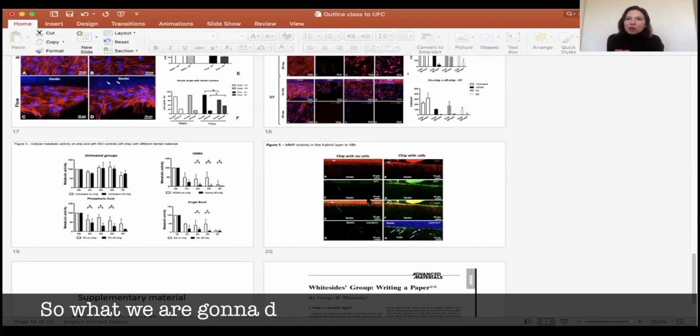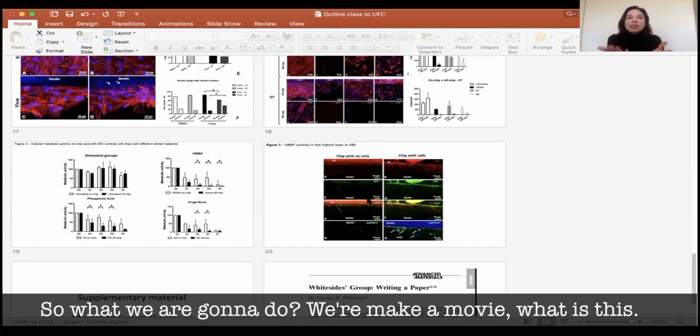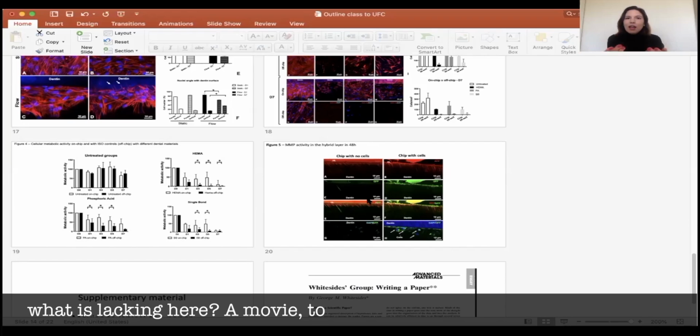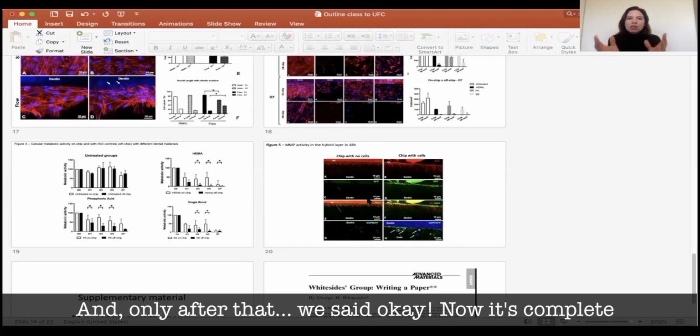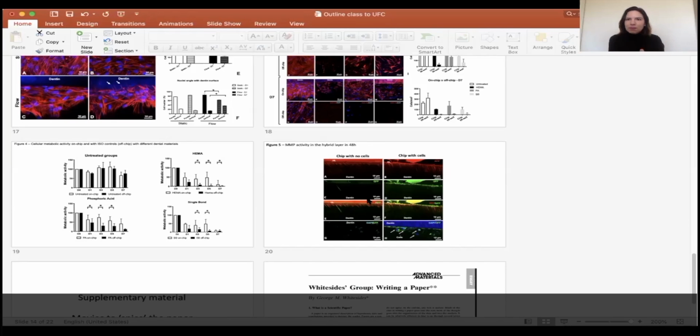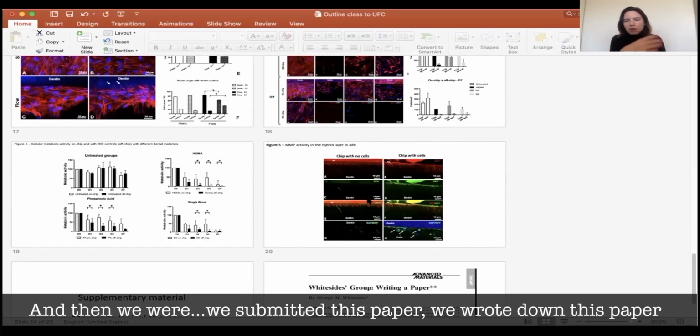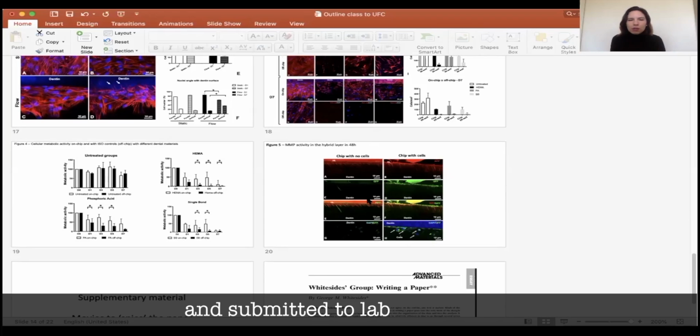So what are we going to do? We're going to make a movie. What is lacking here? A movie to show in real time how the cells behave. And only after that, we said, okay, now it's complete. And then we wrote this paper and submitted it to Lab on a Chip.